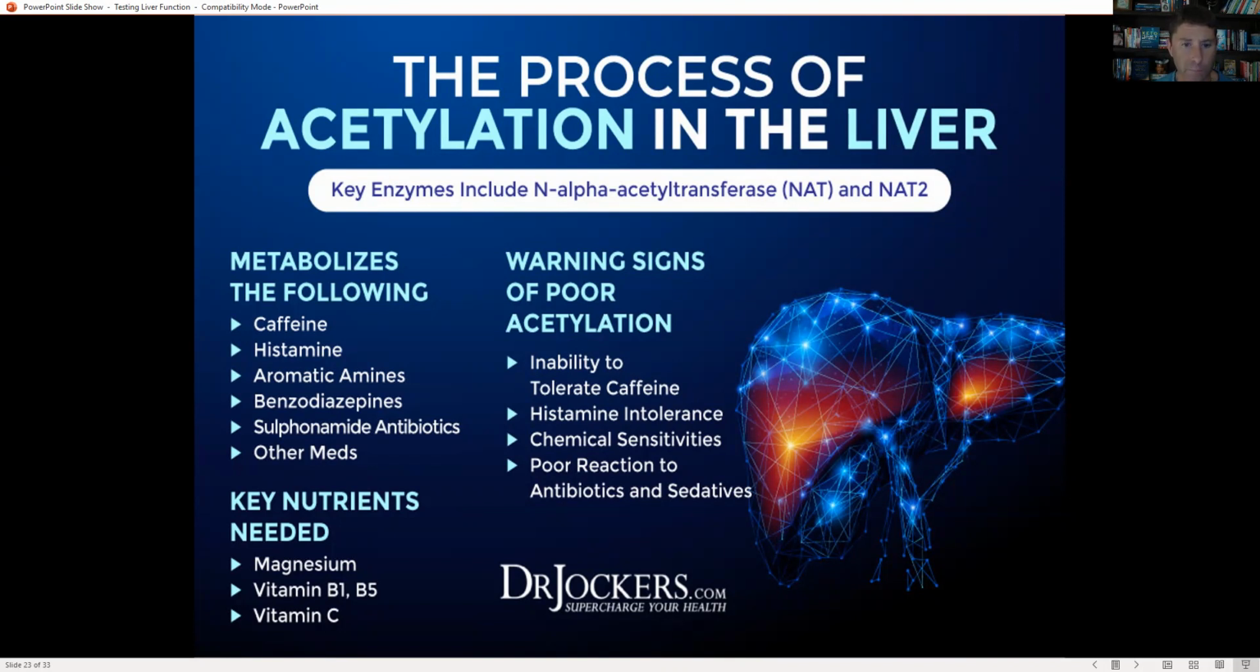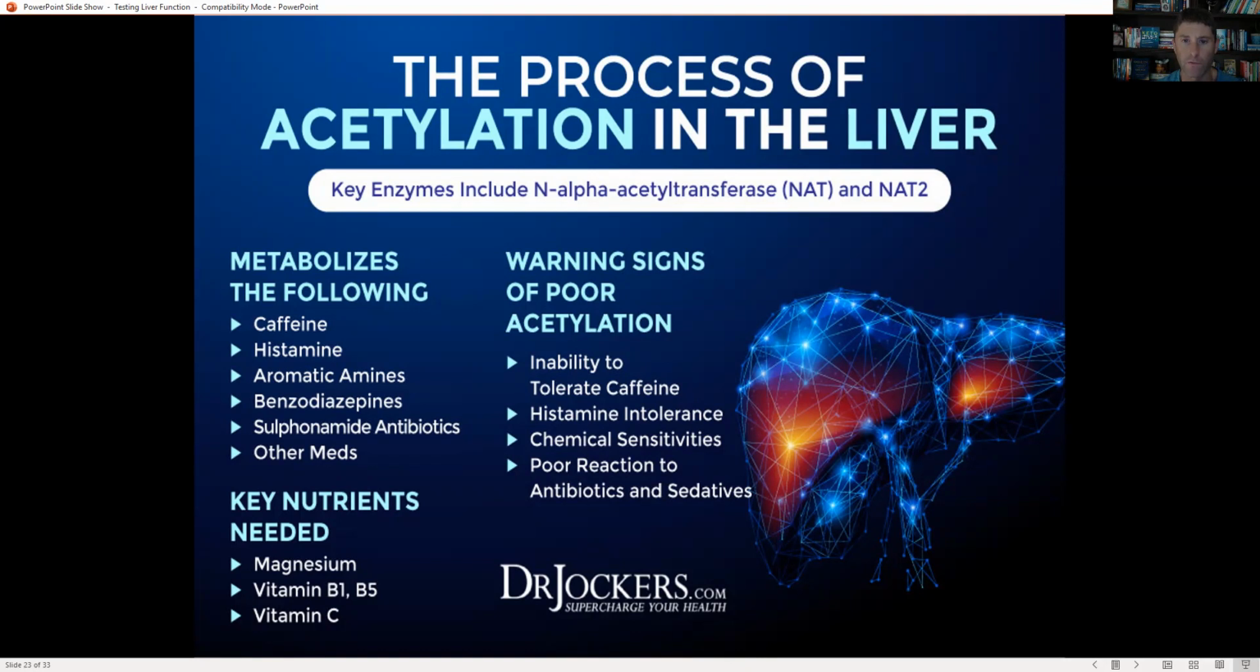Aromatic amines, benzodiazepines. A lot of people struggle with sulfur-based antibiotics. That can be a sign of poor acetylation here, and other meds as well. So if you're having issues with different medications, it could be glucuronidation, but also could be acetylation, right? Acetylation's responsible for a lot of these medications as well.